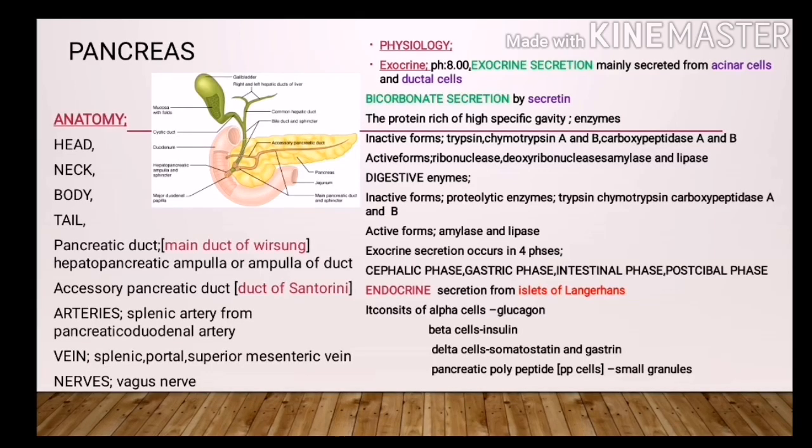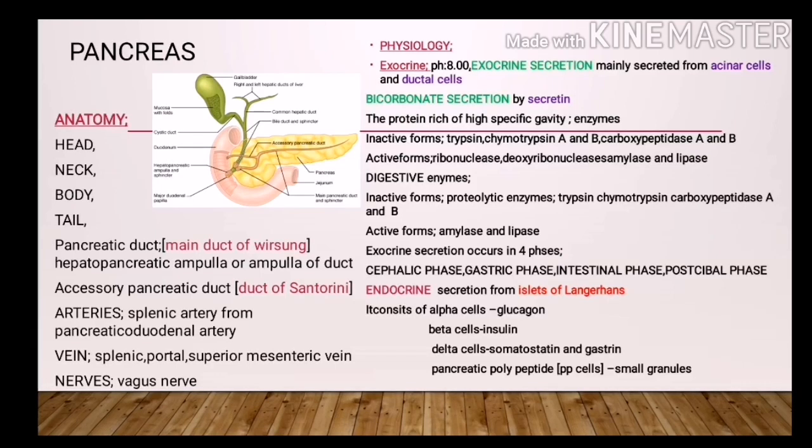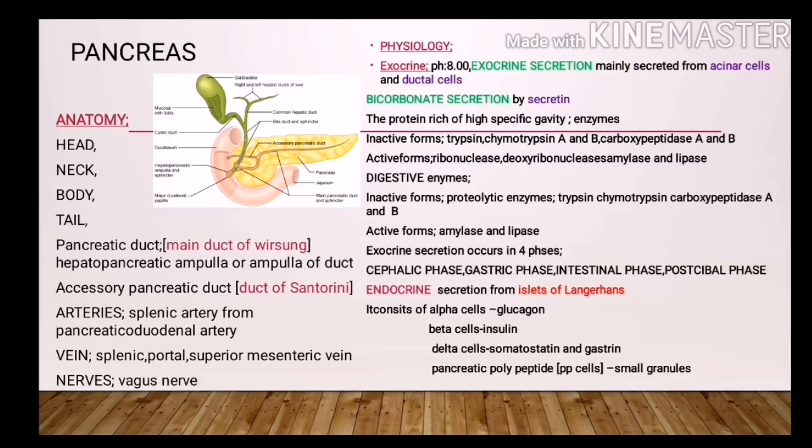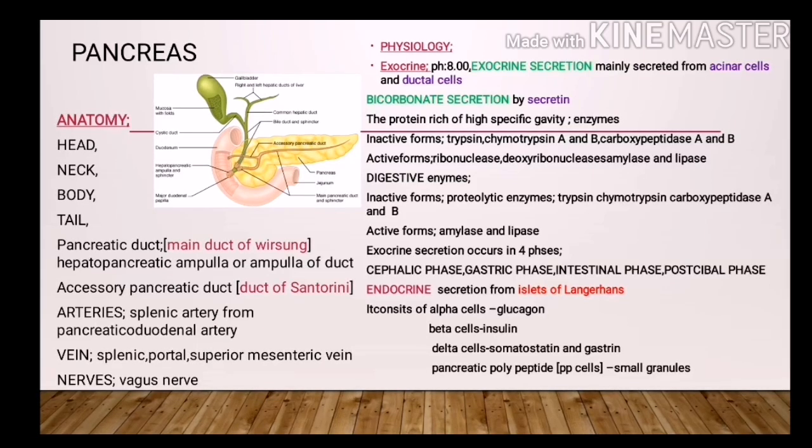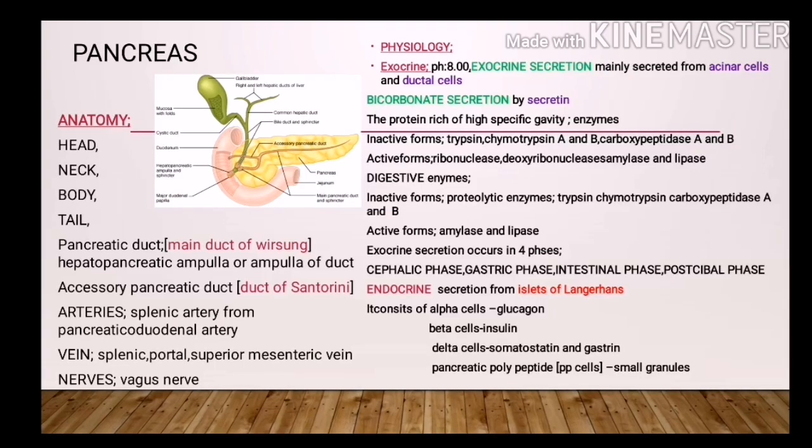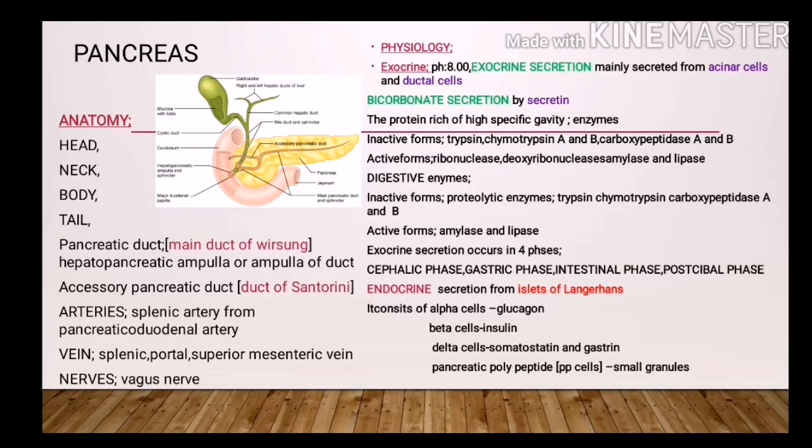The protein-rich, high specific gravity enzymes are in two forms: inactive forms and active forms. The inactive forms are trypsin, chymotrypsin A and B, carboxypeptidase A and B. Active forms: ribonuclease, deoxyribonuclease, lipase. Digestive enzymes are in two forms: inactive forms, which are proteolytic enzymes: trypsin, chymotrypsin, carboxypeptidase A and B; and active forms: amylase and lipase.